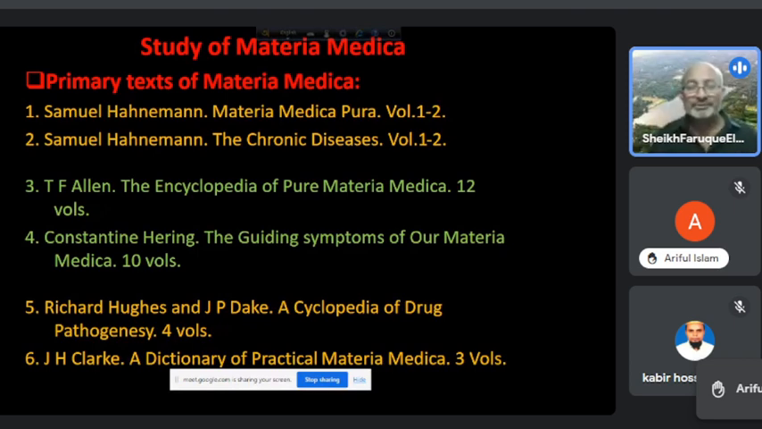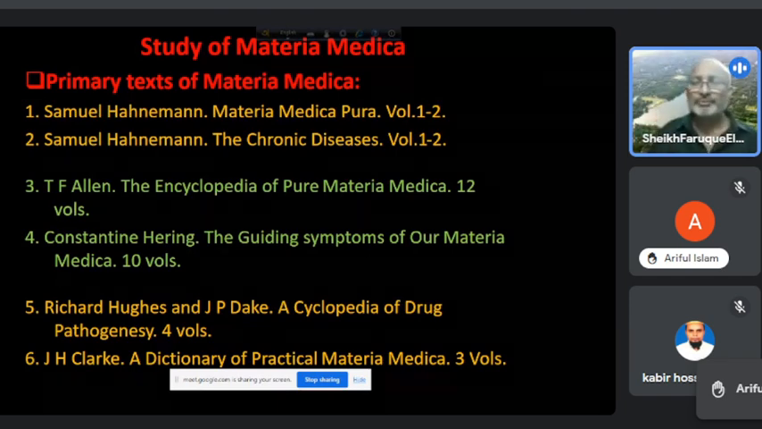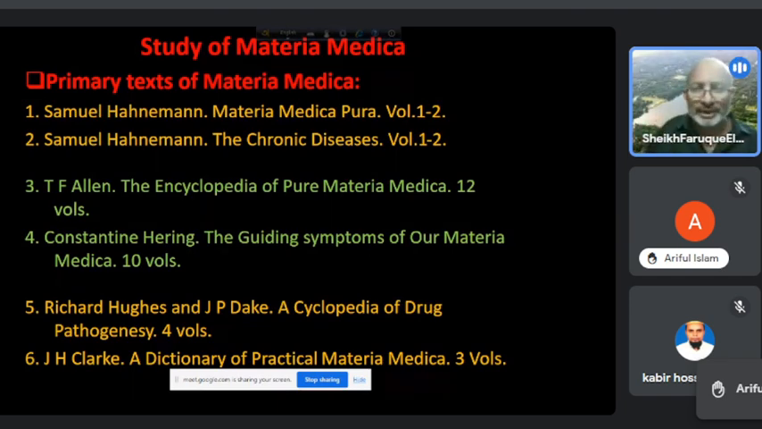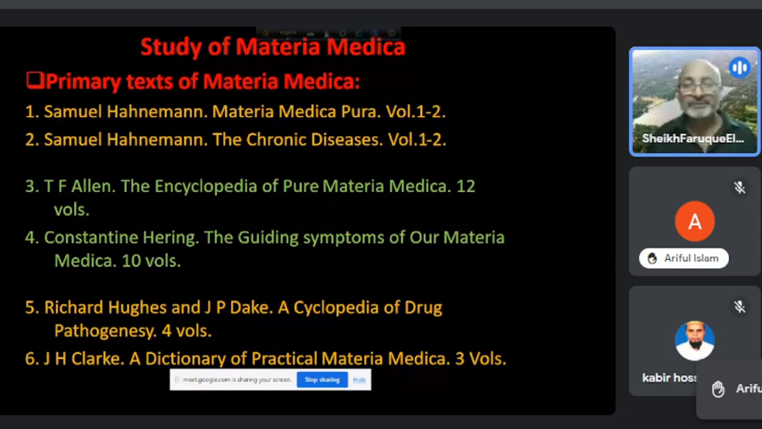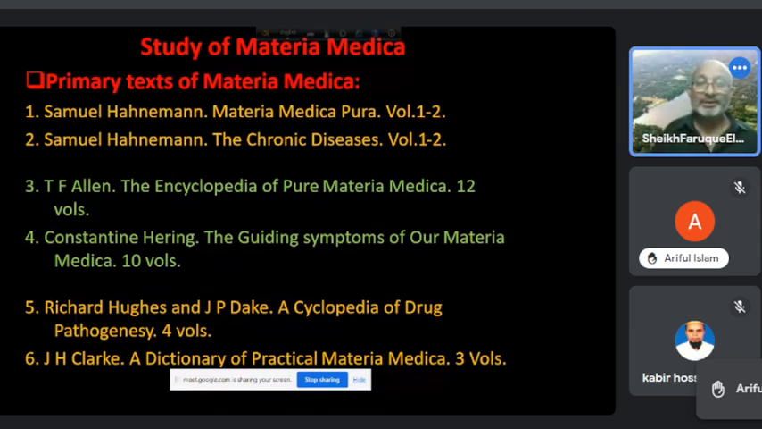And he edited the random symptoms in an anatomical schema and with concise annotations. So our guru says, particularly Dr. Jayan Kanjilal, he said, Constantine Herring's guiding symptom will be your first book to learn materia medica, and that should be the last book of learning materia medica. Why? I will explain why he said like this. This should be your first book.